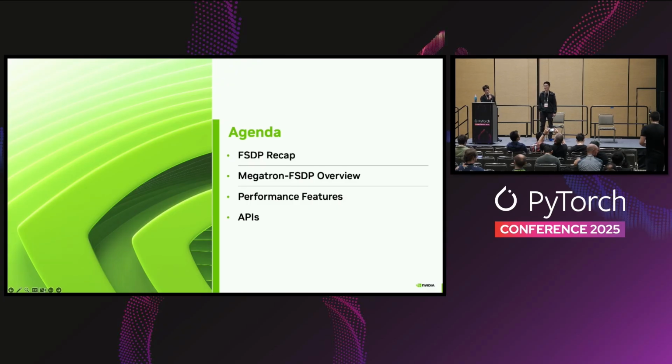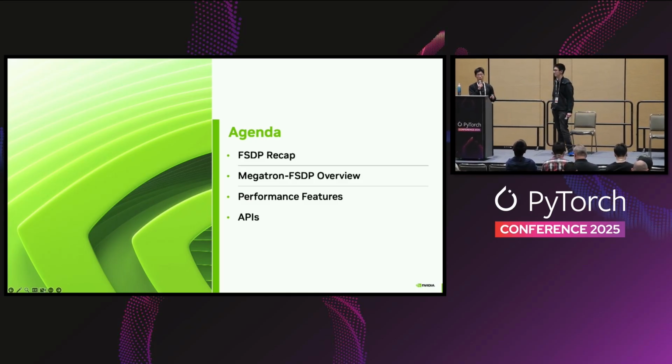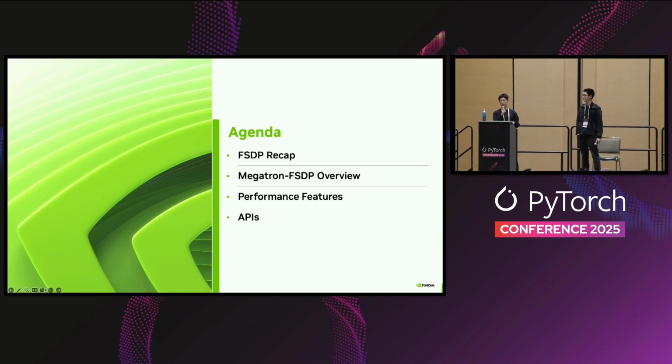All right, so the talk is going to go over a brief recap of FSDP. Already you guys are familiar with it from a lot of talks today, but we're going to do a short recap. And then we're going to talk about what Megatron-FSDP is as an overview, and then go over many of the optimizations we did to improve its performance and accelerate large language model training. And then finally, my co-presenter Cory today is going to talk about the API details.